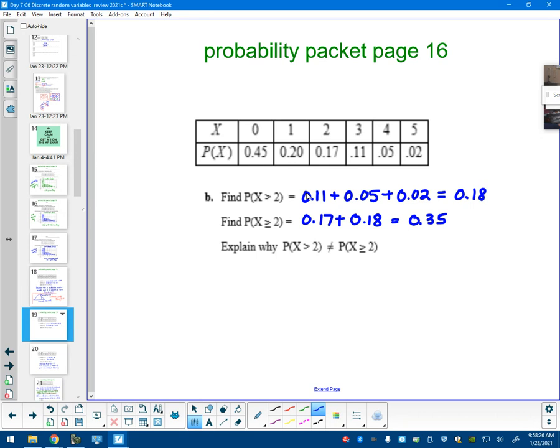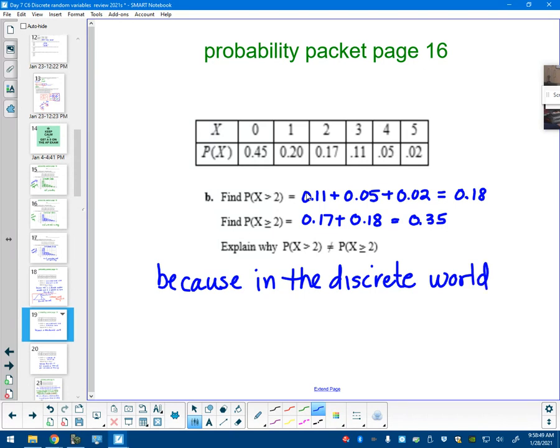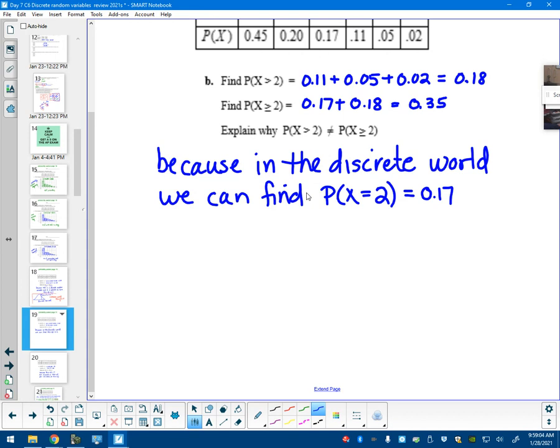Now, if you already know the answer to this next part, then you've probably been taught this before. Why is X greater than 2 not equal to X is greater than or equal to 2? Because in the discrete world, we can find the probability that X equals 2, which is, in this case, 17%. But if it's the continuous world, those are the same.